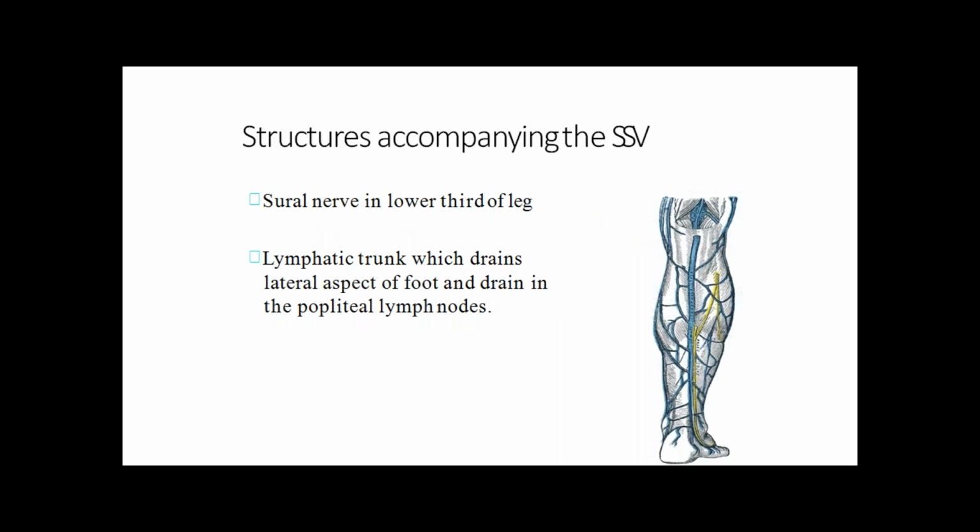So what are the structures accompanying the short saphenous vein? That is the sural nerve in the lower third of the leg. Another one is the lymphatic trunk, which drains the lateral aspect of the foot and drains into the popliteal group of lymph nodes. Whereas lymphatic trunks along the long saphenous vein drain into the superficial group of inguinal lymph nodes.